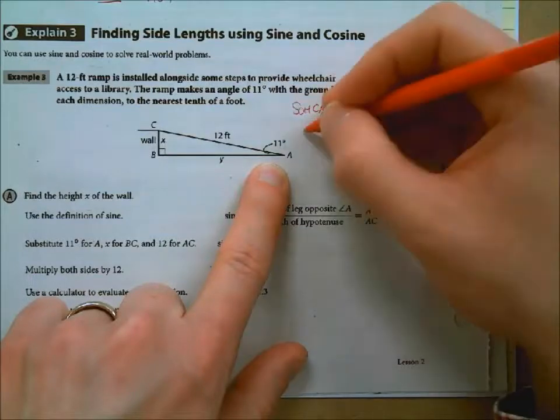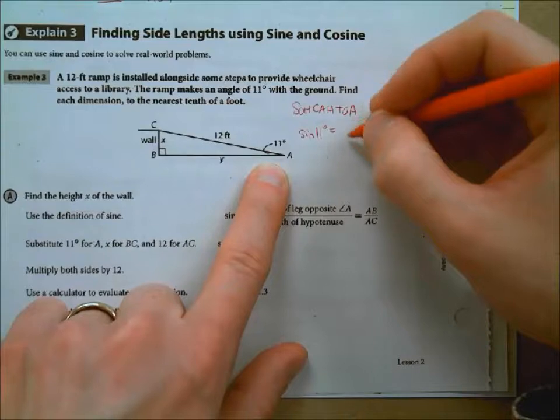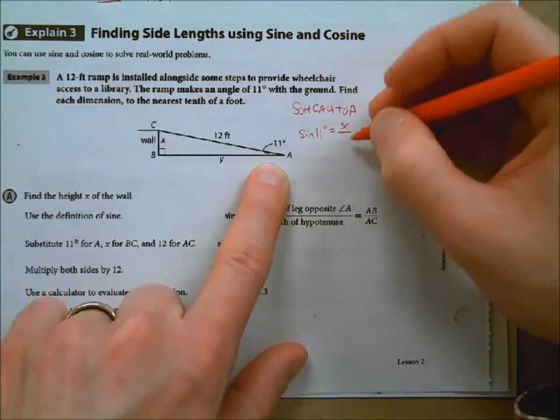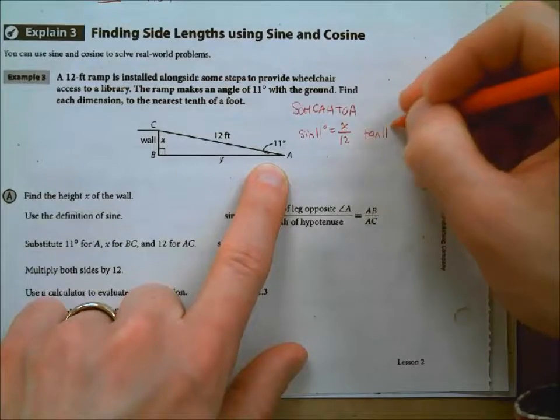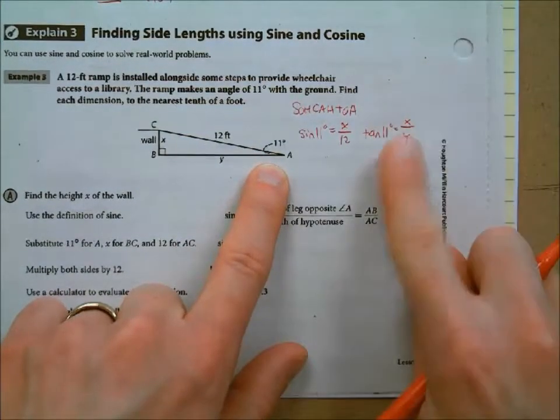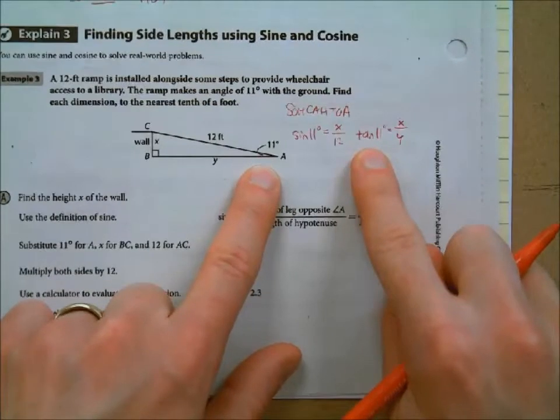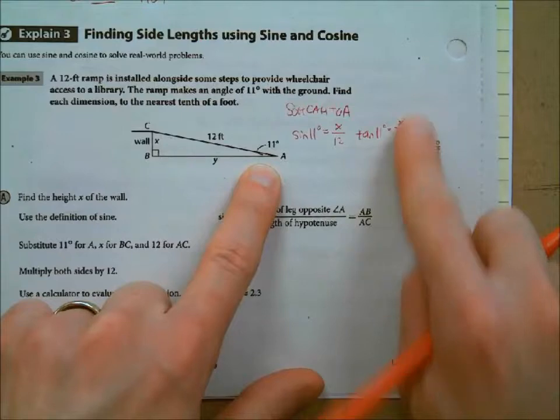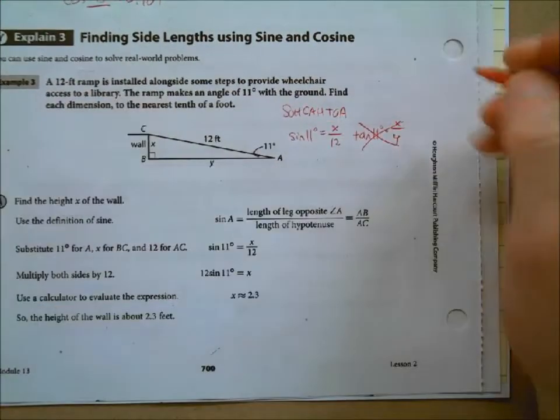So do I want to say sine of 11 degrees? Sine of 11 degrees would be what ratio? X over 12. If I said tangent of 11 degrees here, it would be x over y. And what's the problem with this? Two variables. So could we use tangent? Yes, but it's not helpful because we have two variables. So we're not going to use tangent there. We use the sine. Okay?